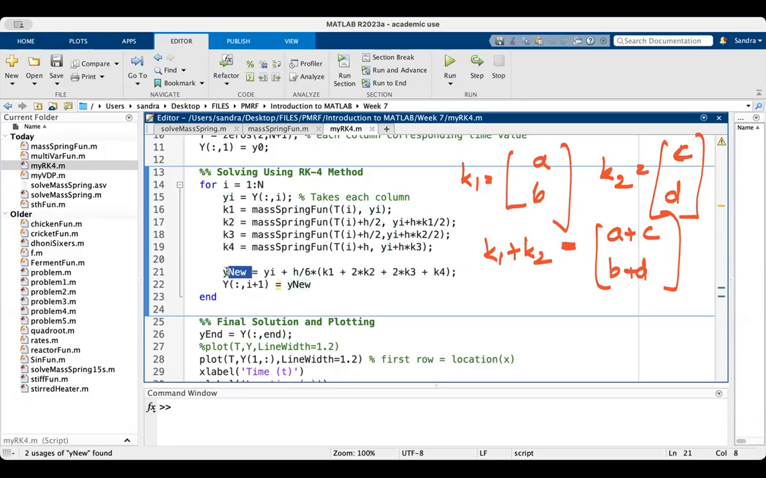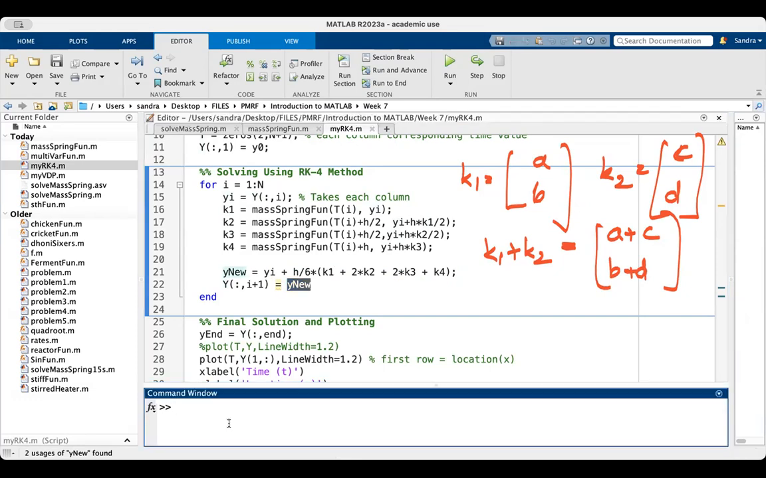And what is this y new? This is for the next time step. So that is y, all rows. The next column, i plus 1, means the next column is the new value. So likewise, you start from the first column, you go to the second column, from the second column value go to the third column and so on. Okay, you start from the starting time to the end time.